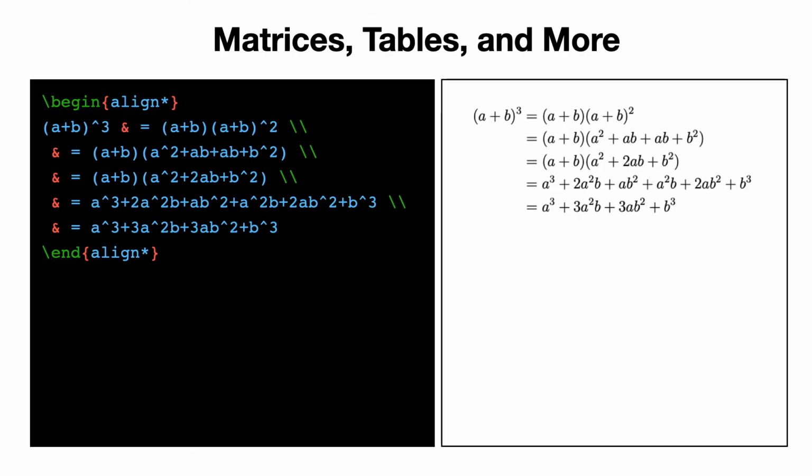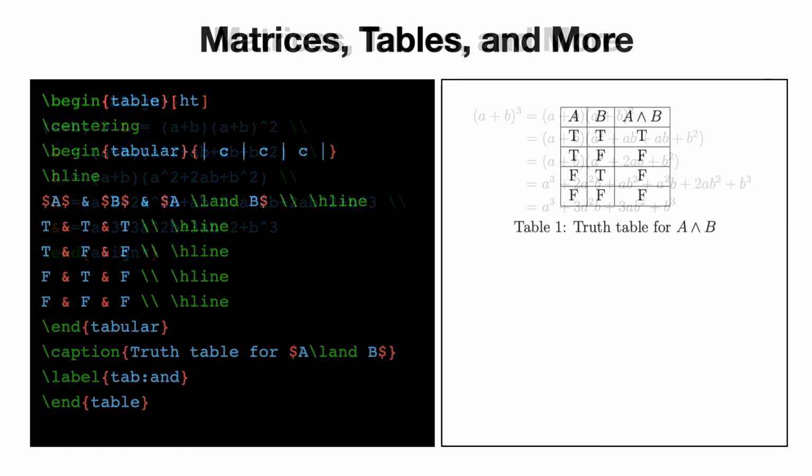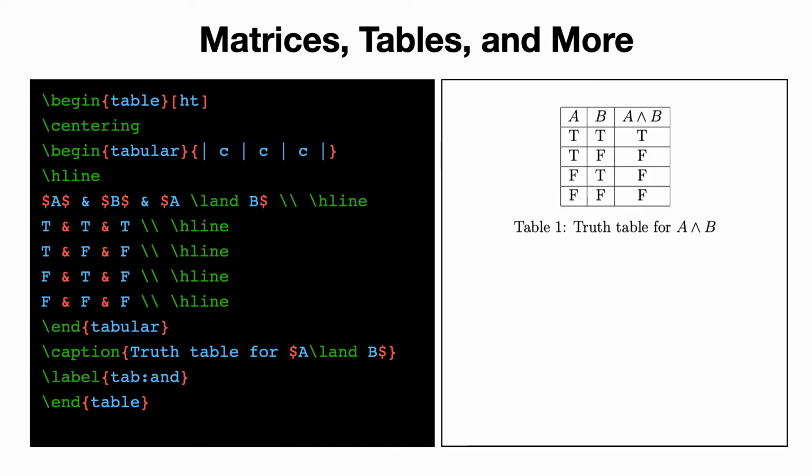On the inside, we're expressing it almost as if we're creating a matrix of 2 columns and 5 rows. In this case, the first column only has the a plus b cubed term in it. The rest of them are just empty. And so that's why nothing comes before those next 4 ampersands. The same approach allows you to build tables.